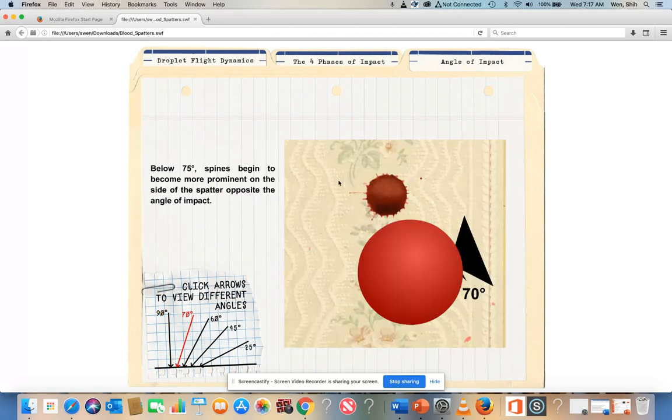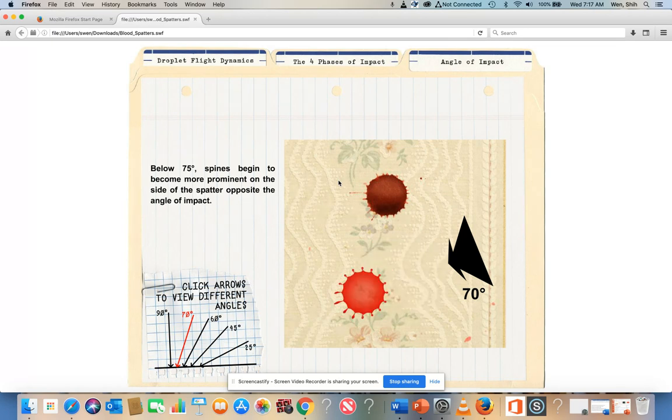Now, as you get below 75, so we're looking at 70 degrees, now the blood begins to have some directionality so that you have an idea of where that blood came from. So spines begin to become more prominent on the side of the spatter opposite the angle of impact. So if you have a knife swipe or some type of impact that causes blood to go from this direction to this direction, you're going to start to see the spines elongate on the side away from the impact itself.